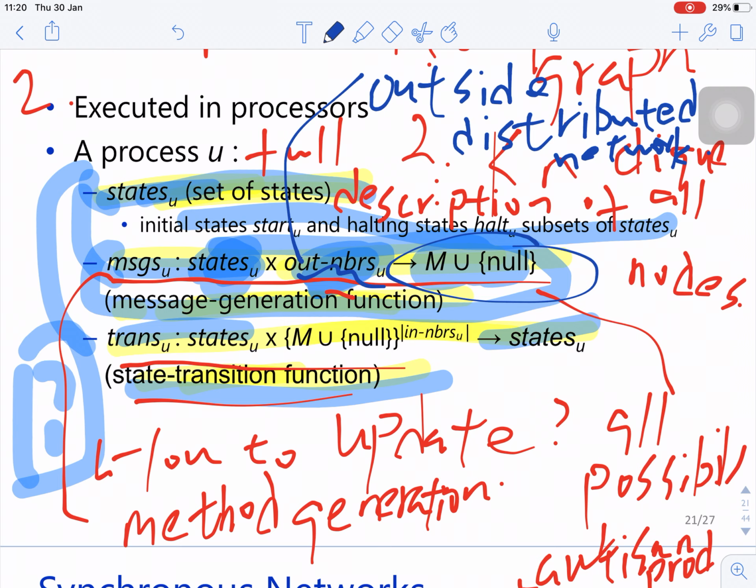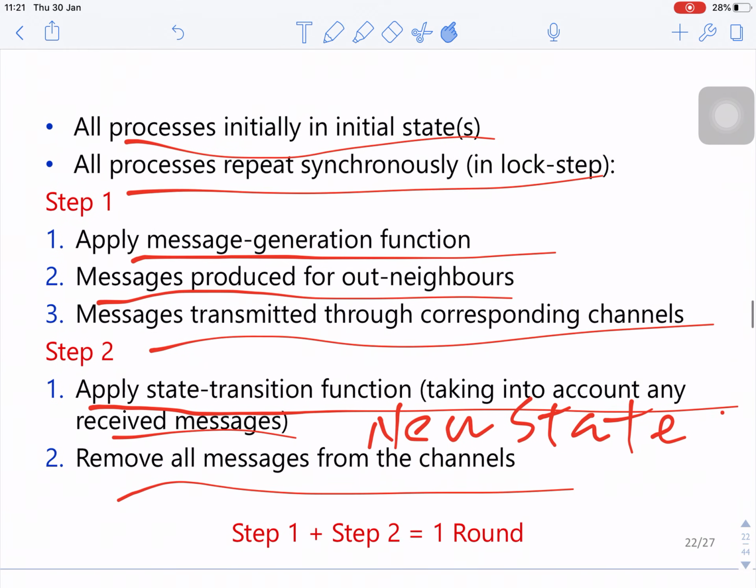And the trans U means the status U times the set of the messages generated, to the power of the number of incoming neighbors, which means that for every message that we receive from one node, we are going to change our status to a new status, and we have that number of incoming neighbors, so we are going to raise this to the power of that. This is the state transition function.